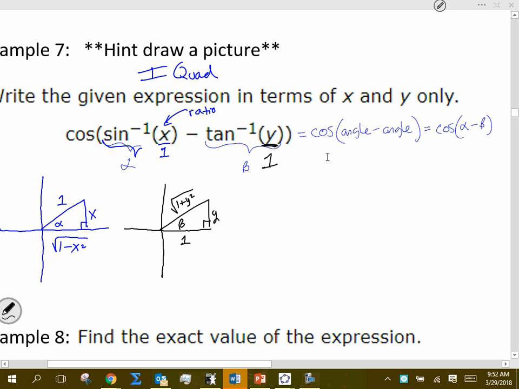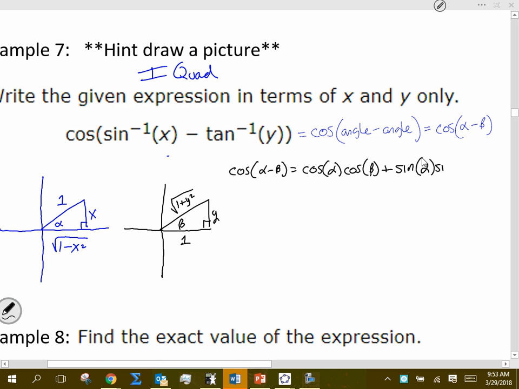So when they ask me this question here, when they start me off with this, we know that's saying cosine of an angle minus an angle. One of those angles, we've defined them as alpha minus beta. So now let's take cosine of alpha minus beta. Let's expand that. It becomes cosine of alpha, cosine of beta, plus sine of alpha, sine of beta, right?